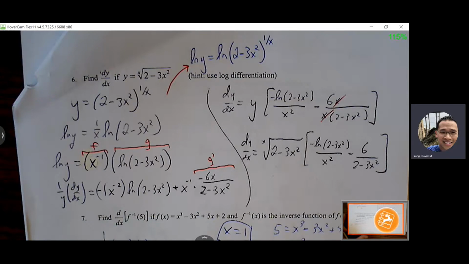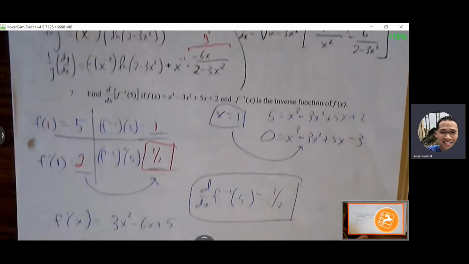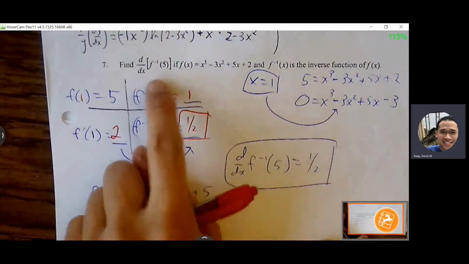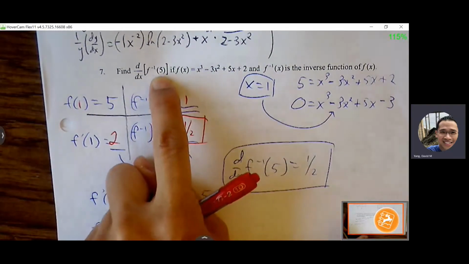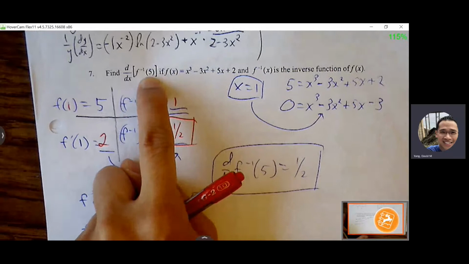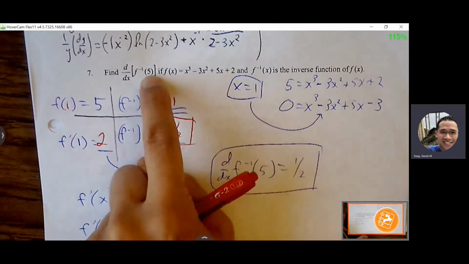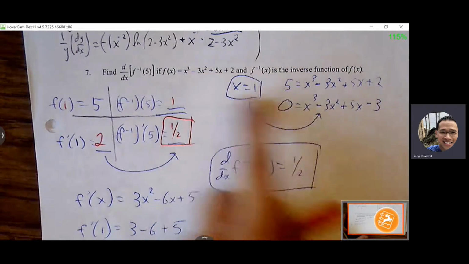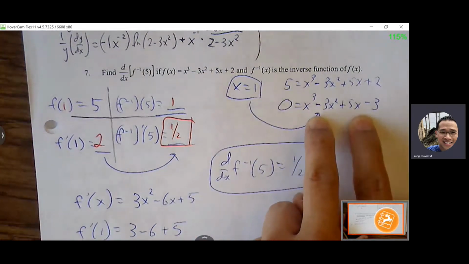Good. Okay, last problem here. This is derivative of an inverse at a point. First thing we do is understand that the 5 that you're staring at is not the x value, it's the y value of the original function. So we take that 5, set it equal to the original function, try to get to that x. It's a little bit of guess and check.